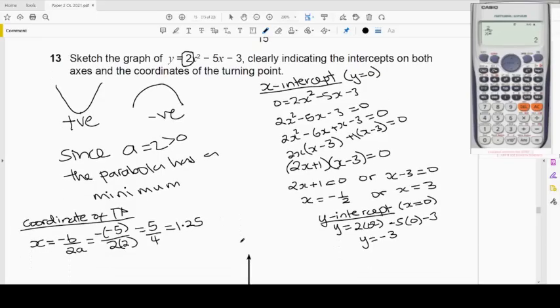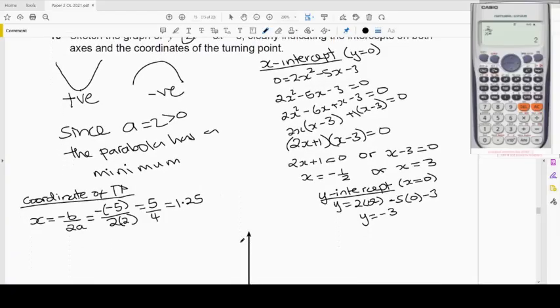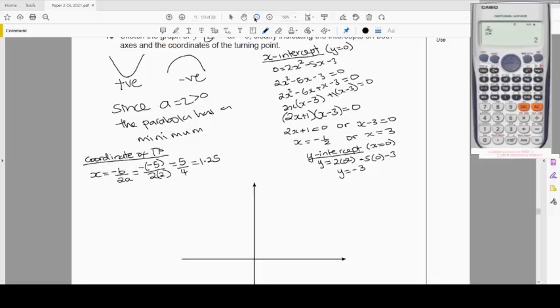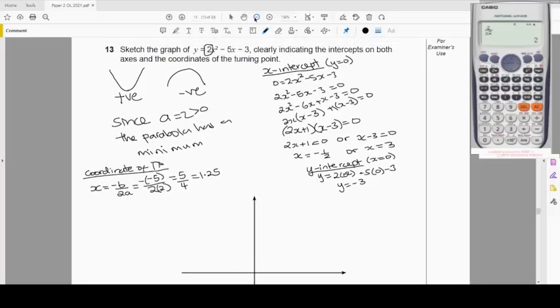And then from there, to work out the y-coordinate of the turning point, you're going to substitute x is equal to this in the formula for the parabola. So to do that, you'll say y is equal to 2 times x squared, that's 1.25 squared, minus 5 times 1.25 minus 3. So this you type in on your calculator.